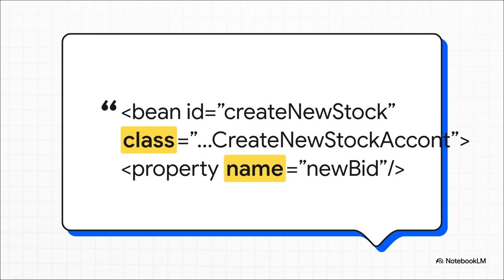This little chunk of XML is basically telling the Spring container, hey, I need you to create an object of this createNewStock class, call it createNewStock, and make sure it has a property named newBid. Now, it worked, but you can just imagine, in a big application, these XML files could grow to be thousands of lines long. They became these giant, scary monsters that were a real pain to manage.